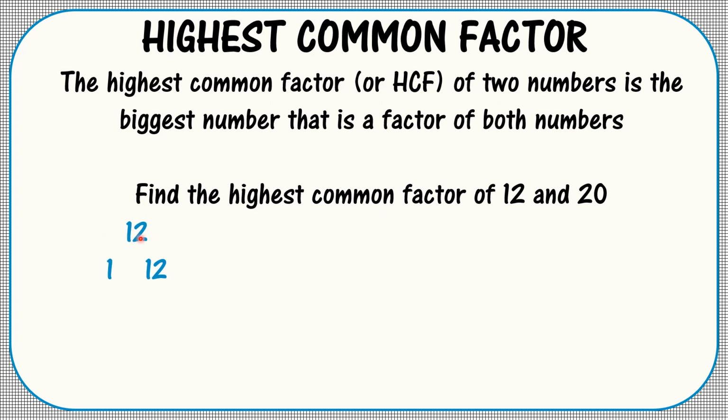So we're looking at the factors of 12. Number 1 will go into every single number, so it's 1 times 12. Now, factors come in pairs. So 1 times 12, then go to the next number.